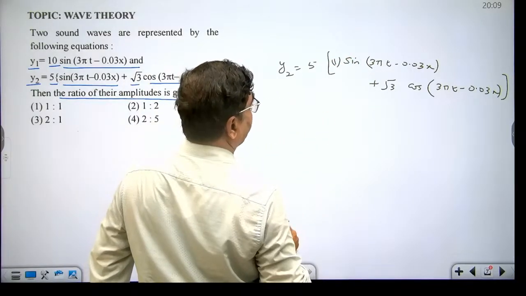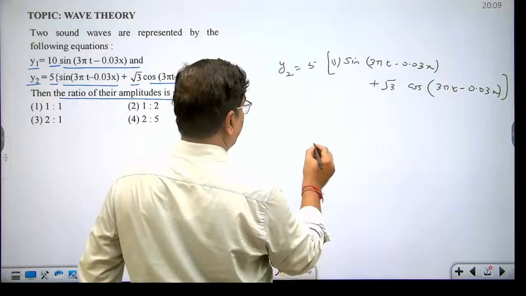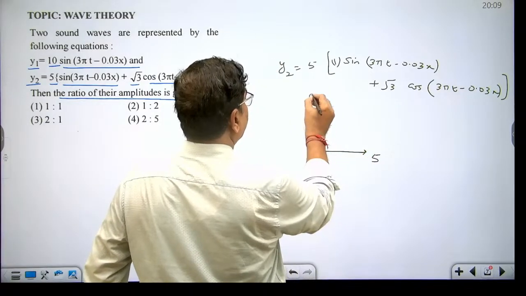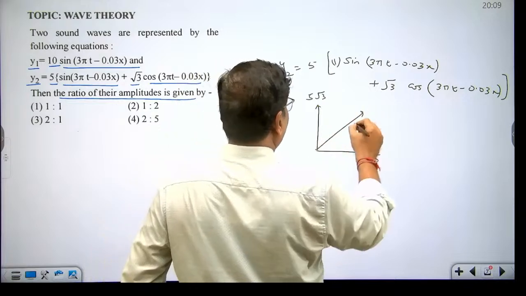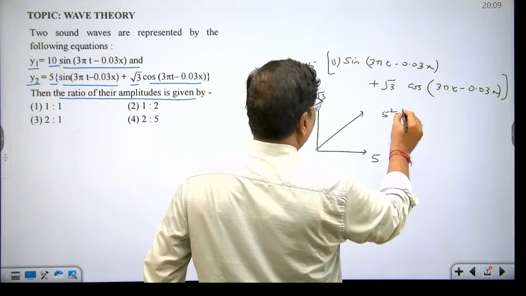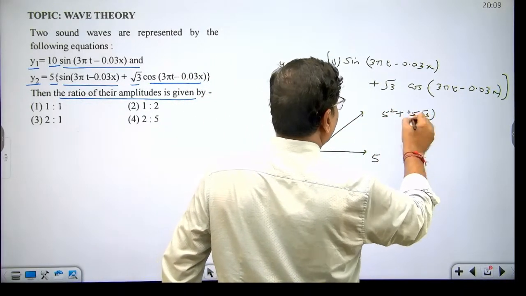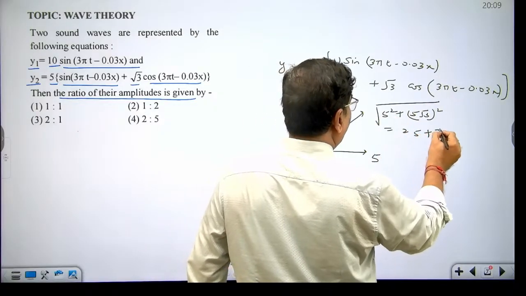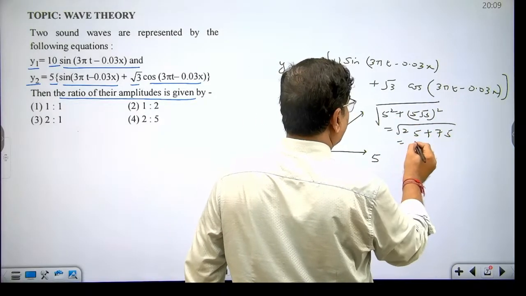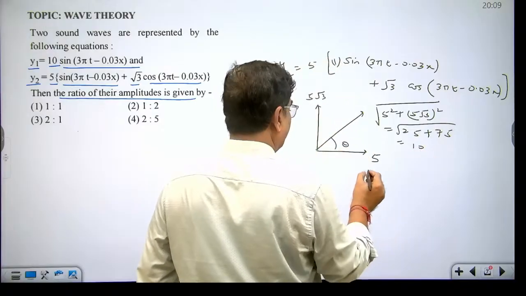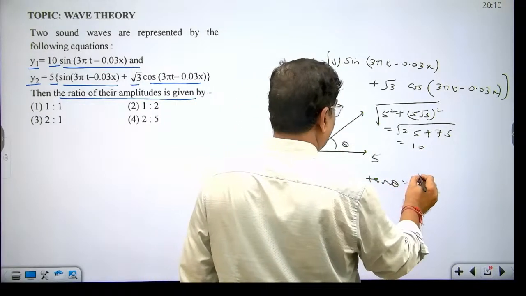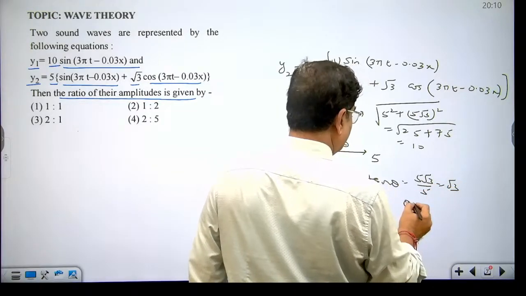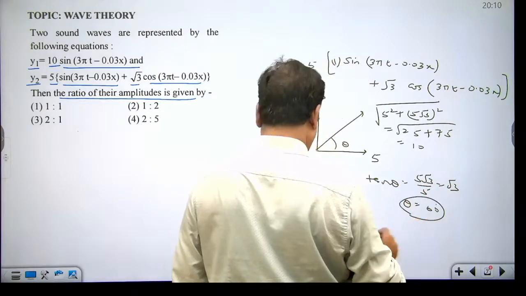Now phase difference between sine and cos is pi by 2. Okay, so this is 5 and this is 5 root 3. So resultant amplitude will be square root of 5 square plus (5 root 3) square. So this is 25 plus 75. This is equal to 10. And angle is how much? Tan theta equal to 5 root 3 upon 5. So this is root 3. So theta equal to 60 degree.